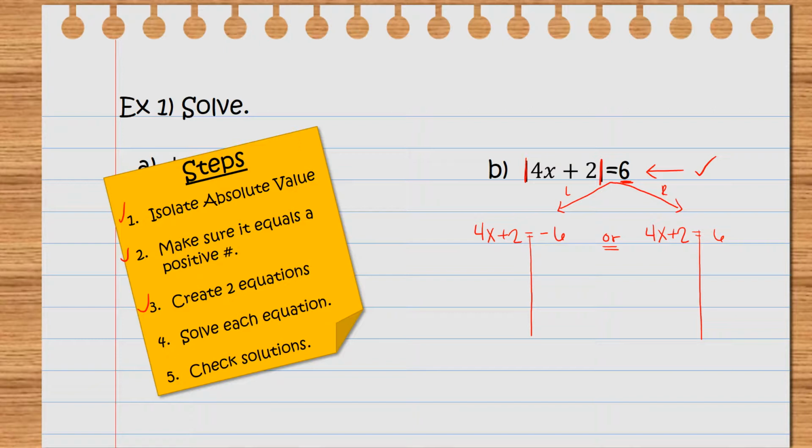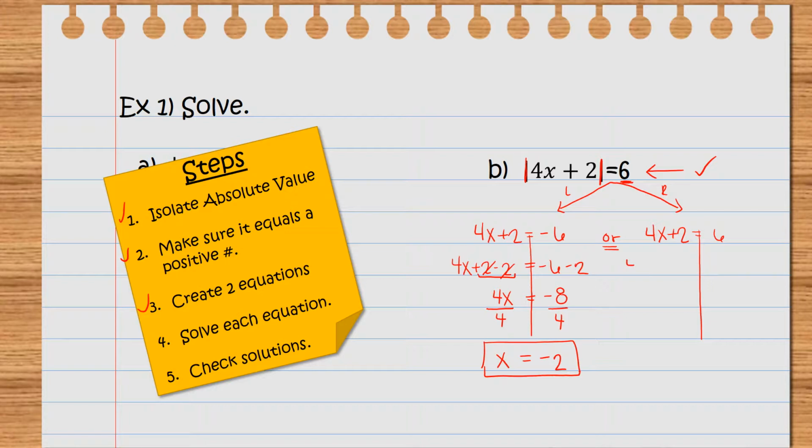And now we solve. Alright, so to solve for x, we need to subtract 2 on both sides. And so the 2's cancel, giving me 4x equals negative 8. Now to undo the multiplication, we need to divide both sides by 4, which gives me x equals negative 2. Now that's for my first solution. I'm not done because I have a second equation.